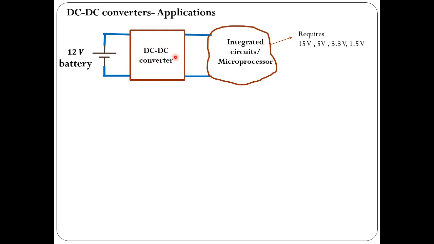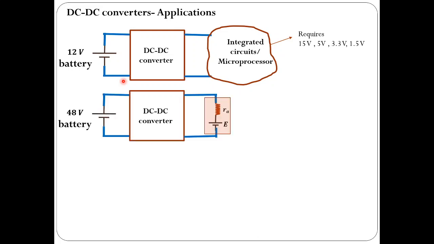So the role of the DC-DC converter is to step down or step up the voltage so as to meet the load requirement. For example, if the load requires 15 volts, you can use a step up converter or boost converter to step up the voltage from 12 volts to 15 volts. Similarly, if you want 1.5 volts, then you need to step down the voltage using the buck converter. So this is one of the important applications with respect to integrated circuits and microprocessors.